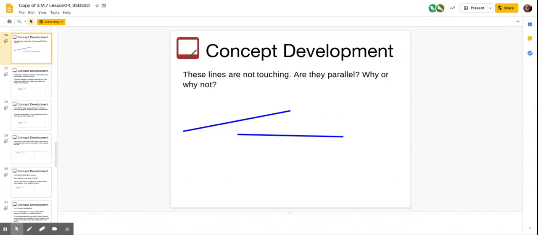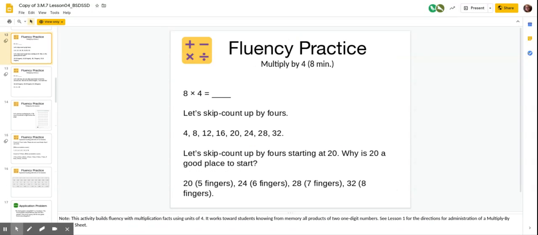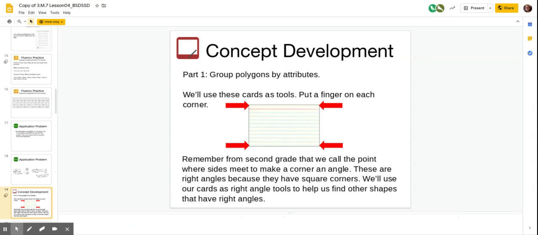which I guess I went a little too far. There we go. So, grouping polygons by attributes. Attributes are different things. So like if I was going to group third grade, I could group them by boys or girls, blonde hair, brown hair, different characteristics and features.